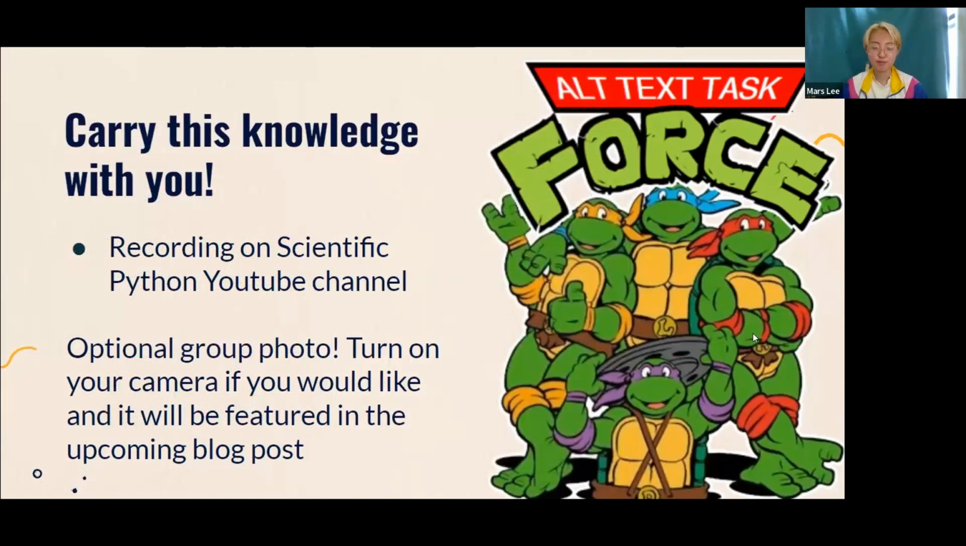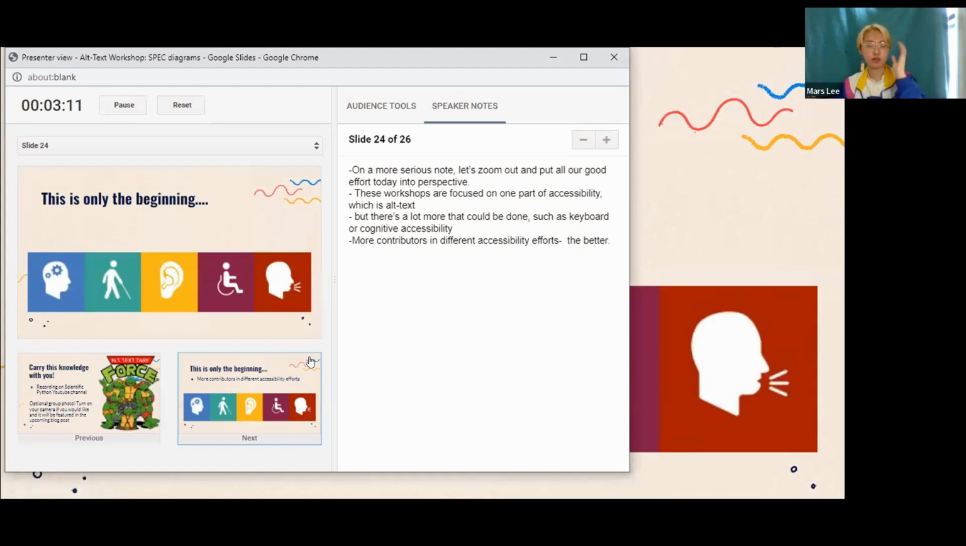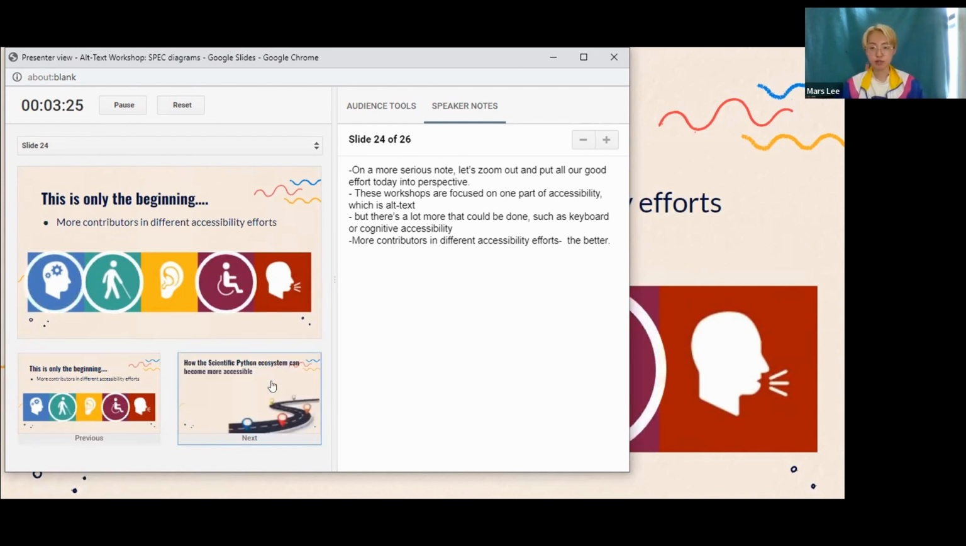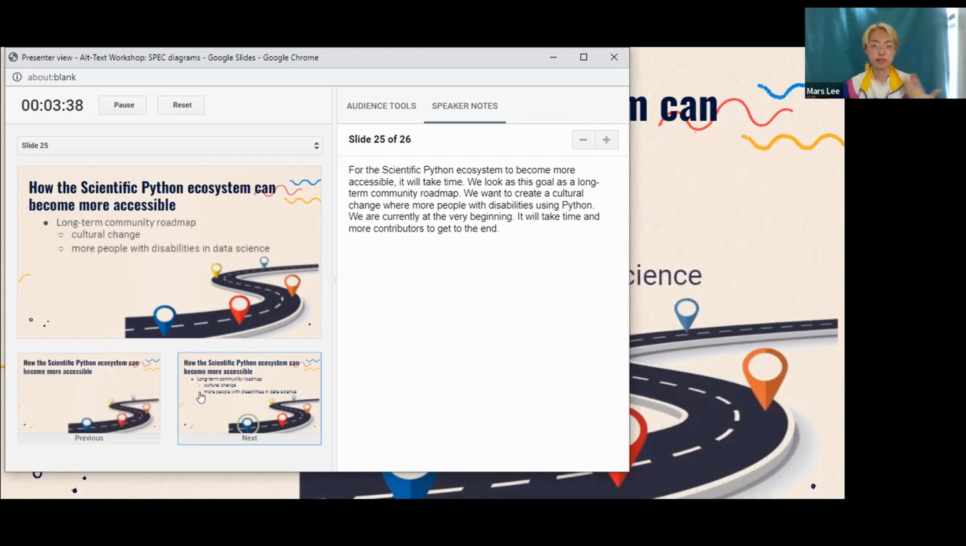So thank you for being part of that photo. Just to quickly summarize and put things in a bit more perspective, this is really just the beginning. This workshop is focused only on one part of accessibility, which is alt text, which is for visual disabilities. But there's a lot more different areas, like cognitive accessibility. And the more contributors we have in different accessibility efforts, the better. The scientific Python ecosystem has a long way to go to be more accessible, but I think that is why we have to do it together and think of this as a long-term community roadmap.